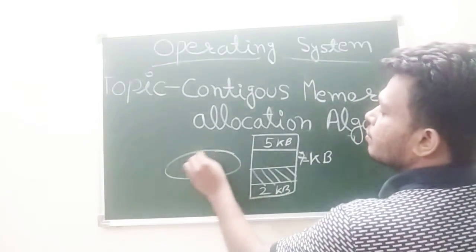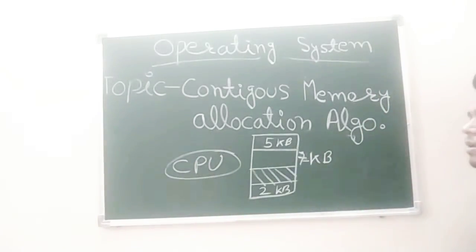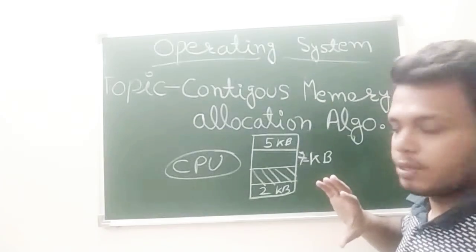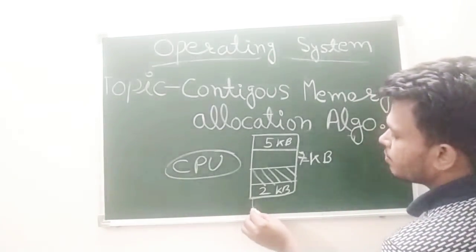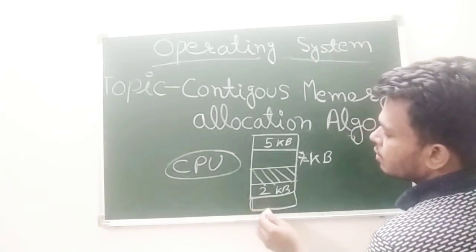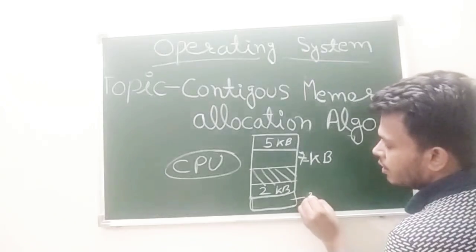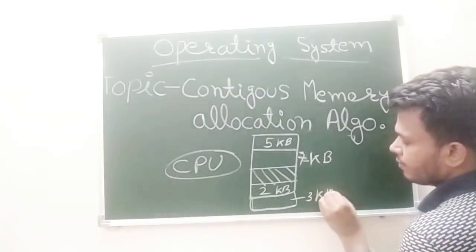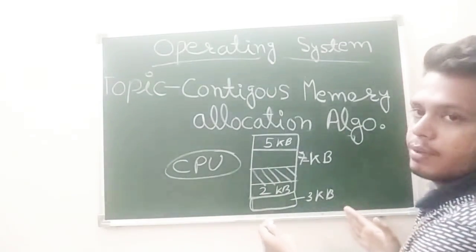This is your CPU, and suppose a process comes. Suppose there are a few processes. Suppose one more space, make it one more space. This is also blank, and the size of it is 3 KB. Clear? This is the scene of the main memory.